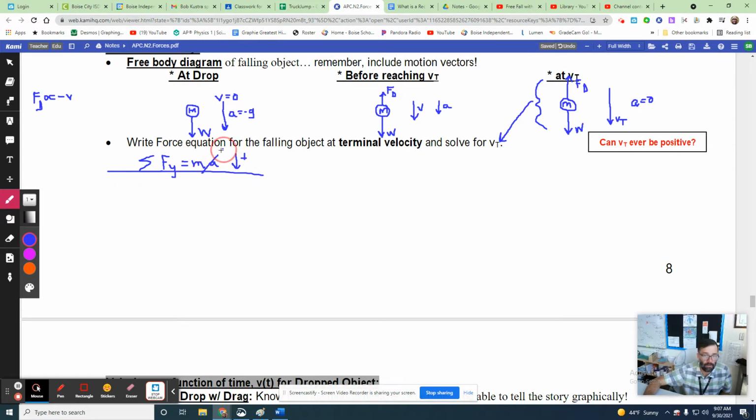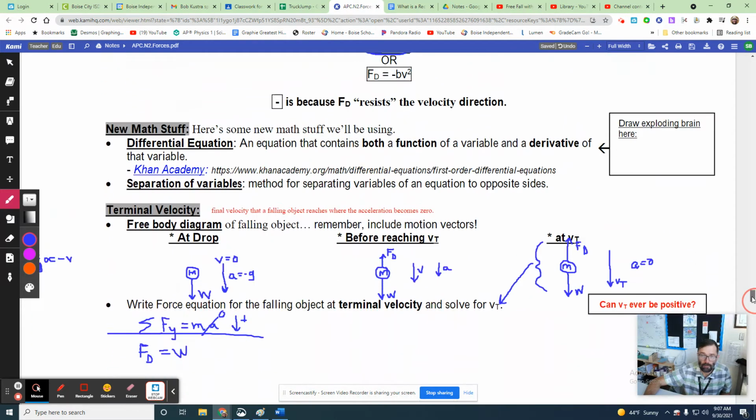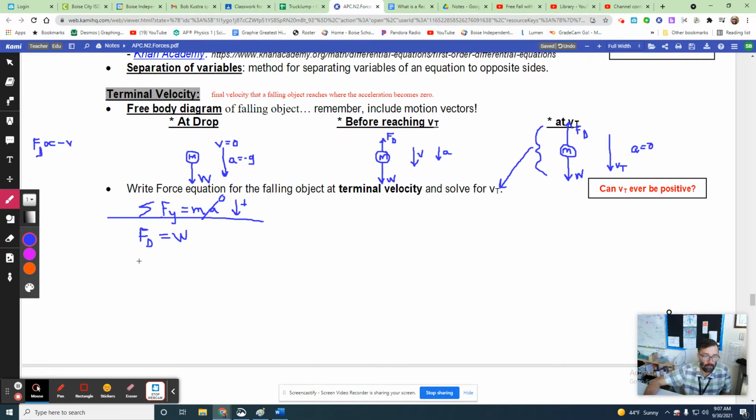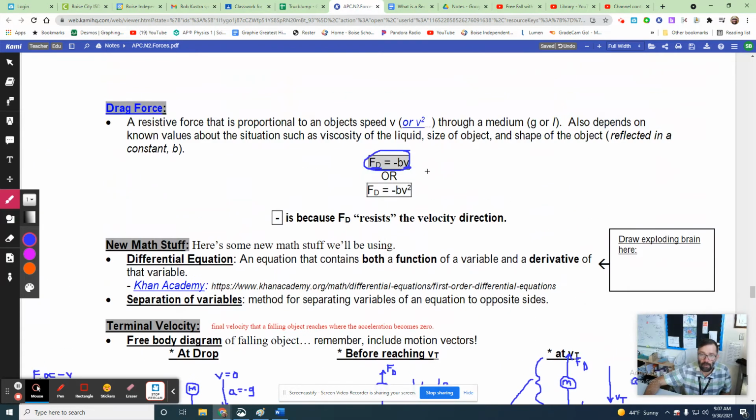We actually don't have any acceleration at this state. So basically I can say my ups are going to be equal to my downs. Force of drag up is equal to my weight, all of it and all of it. My force of drag equation is going to be bv, so bv equals mg.